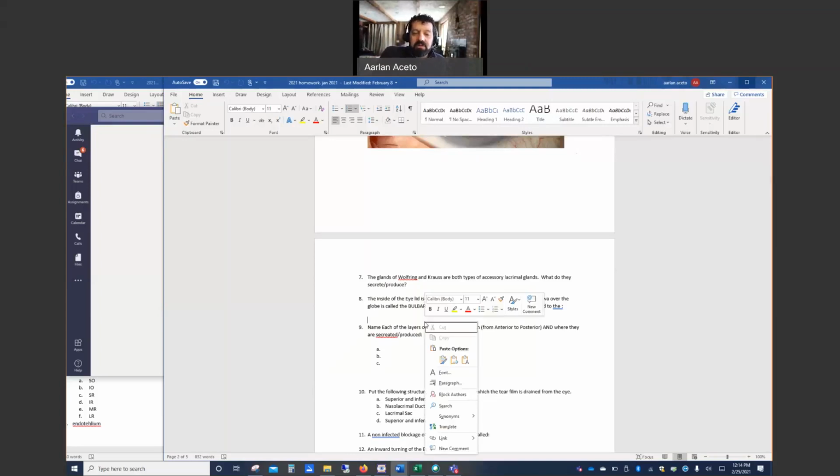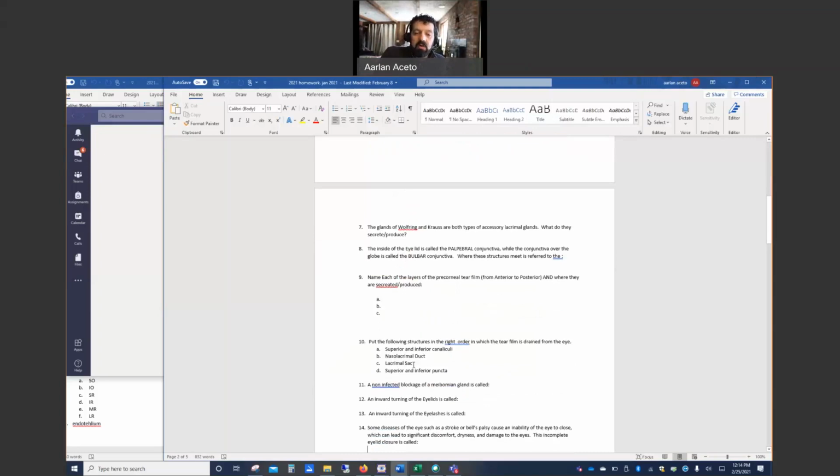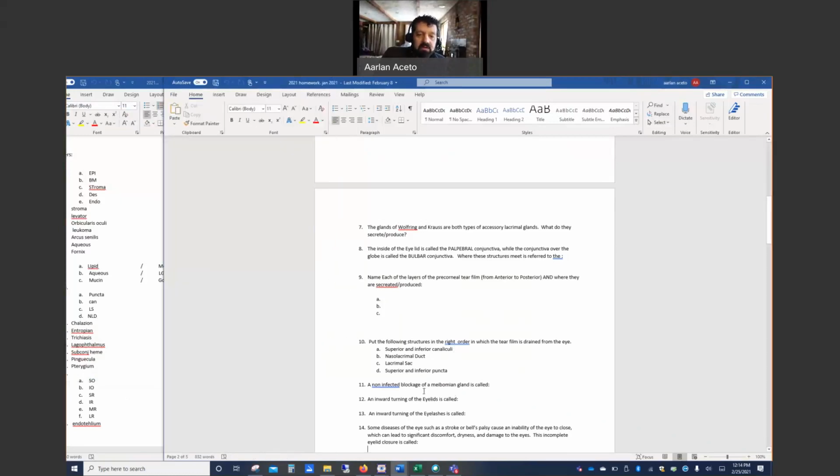Put the following structures in the right order in which a tear film is drained from the eye. They go into the puncta, top and bottom. They travel down the canaliculi, the top and the bottom. They get into the lacrimal sac, and then finally down the nasolacrimal duct, in order. You can look that up in a picture.